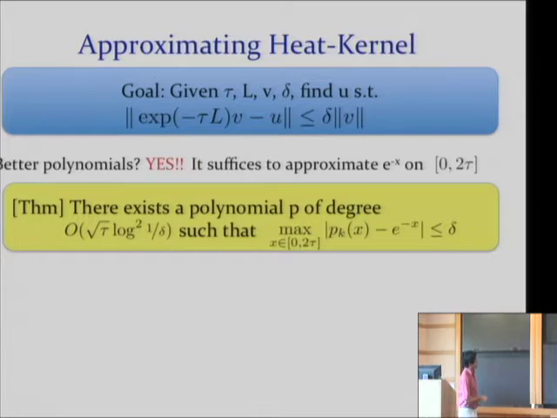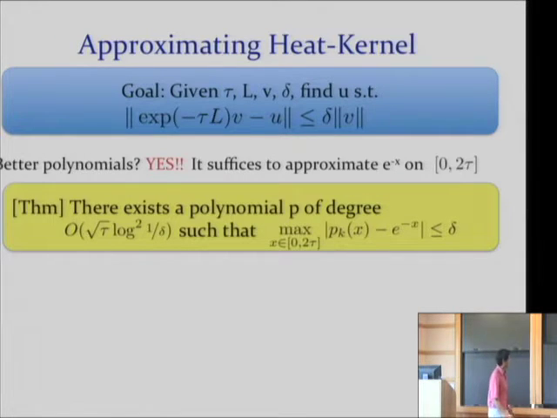So here's the theorem. There actually exist polynomials that go with degree root tau instead of tau as we had for the power series. These go for root tau, and there's a polylog dependence in 1 over delta, which is the error, and it lets you approximate the exponential. Let me just say that we proved this theorem, but we didn't find a reference in the approximation theory literature. Nevertheless, this theorem is known. We figured out later that several people have discovered it independently.